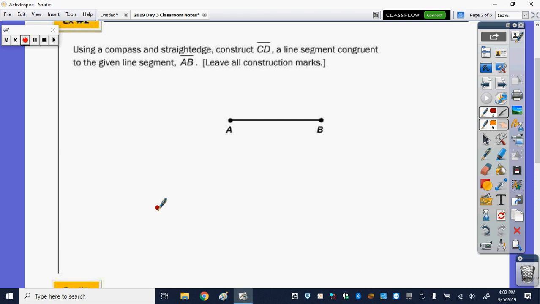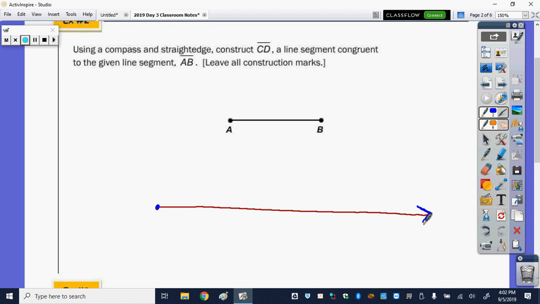You don't have to necessarily make the point first. I'm going to, because I'm not going to use a ruler, because the tool is a pain up here on the ActiveInspire, the Promethean board. So I want you to draw a segment with your straightedge, your ruler, and then add the point and the arrow.